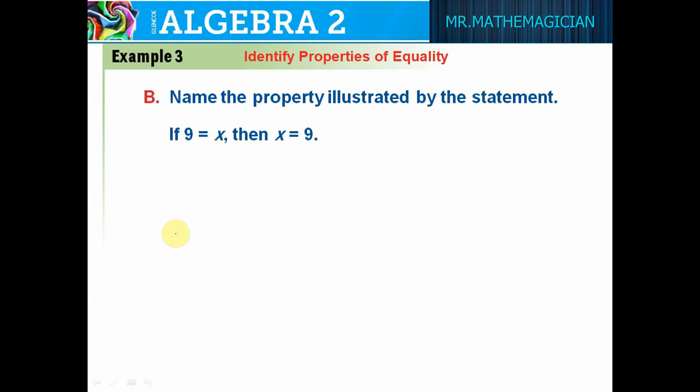Name the property illustrated by the statement if 9 equals x, then x equals 9. If A equals B, then B equals A. It's called what? Yes, it is the symmetric property of equality.